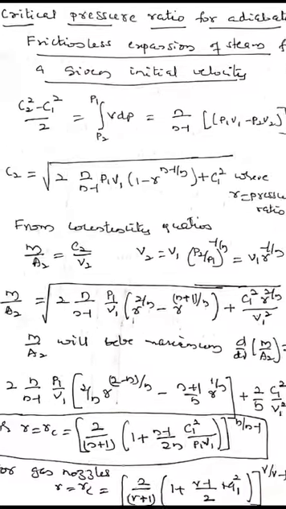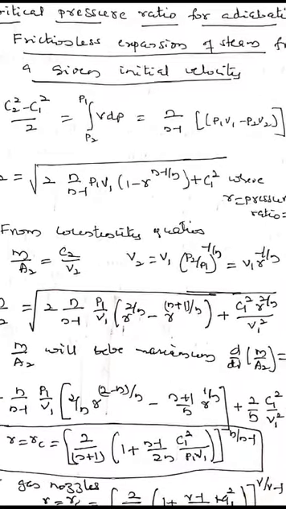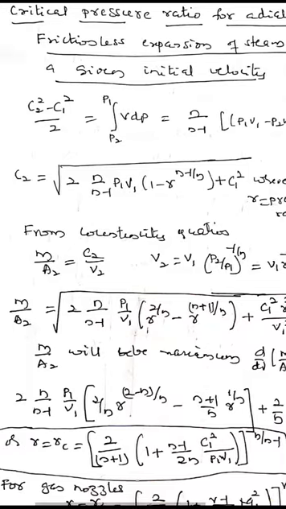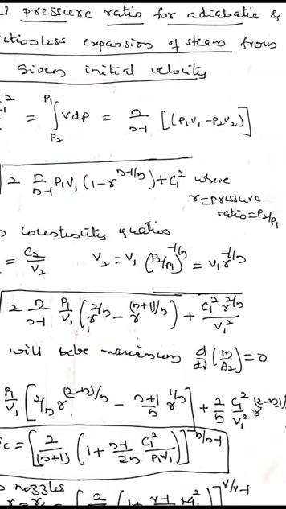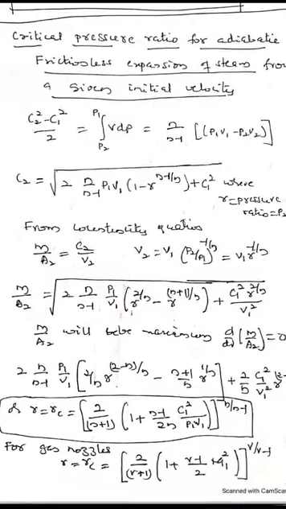As you know, (C2 square minus C1 square) by 2, the gain in kinetic energy, equals the expansion work, equal to n by (n minus 1) into (P1 V1 minus P2 V2). Therefore C2 equals root of [2n by (n minus 1) P1 V1 into bracket (1 minus r raised to (n minus 1) by n) plus C1 square]. This is the expression for C2.